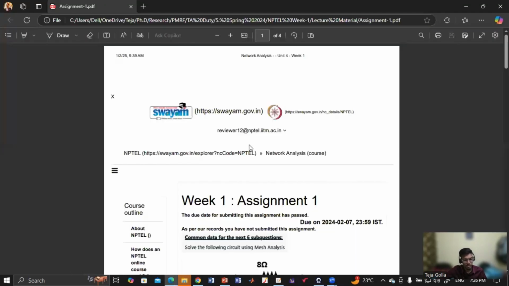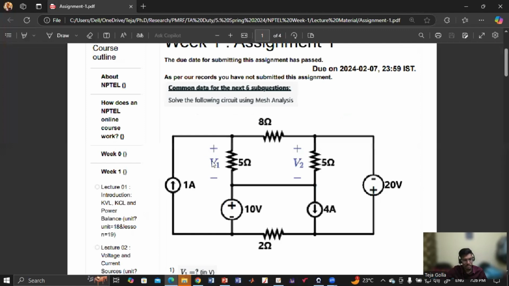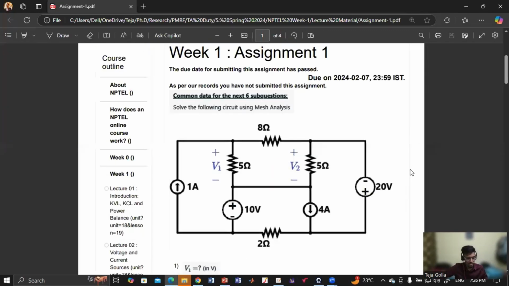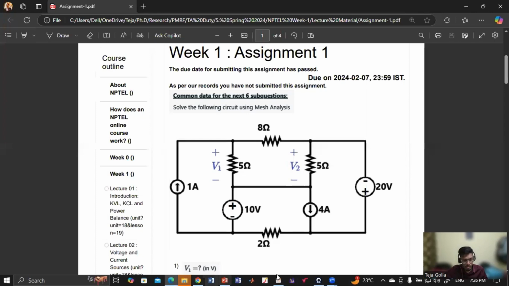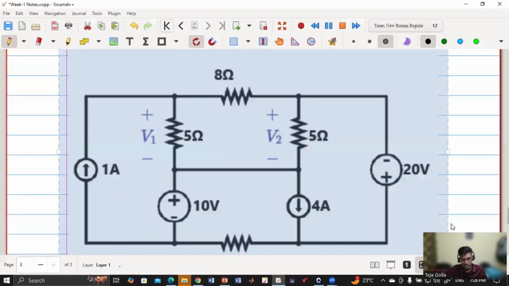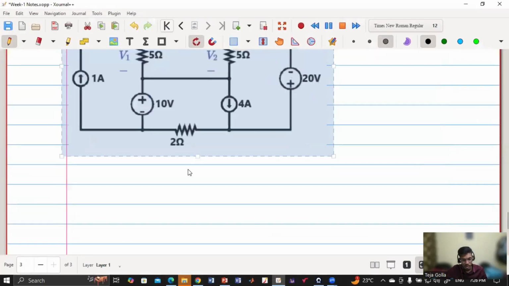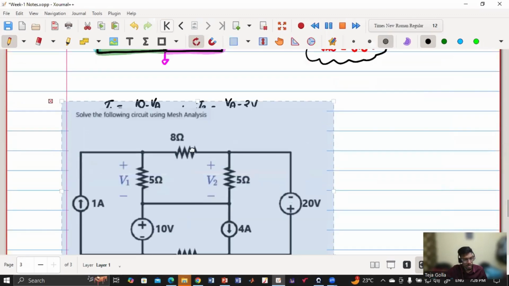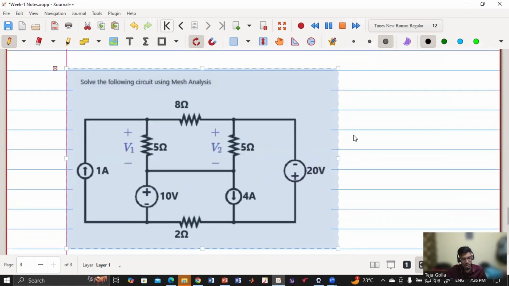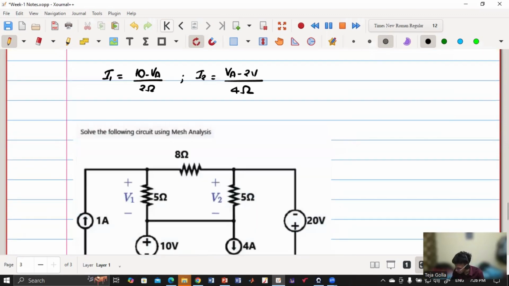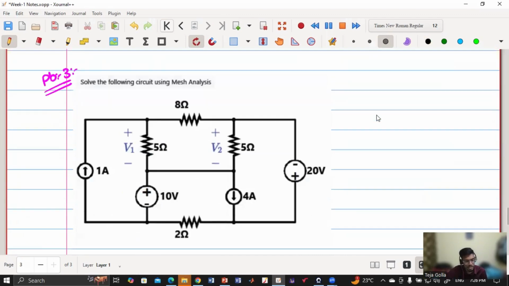So this is the assignment one from the previous year. So they're asking V1, V2, and they have explicitly mentioned mesh analysis. Okay. So let us do. So this will be our problem 3. So first of all, identify how many meshes are there.